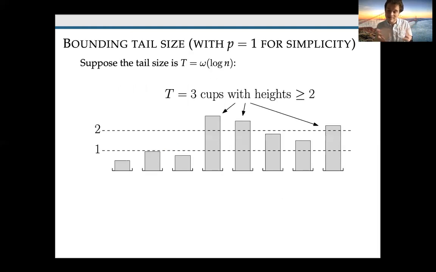For this, it turns out there's a nice little trick. Let's do a proof by contradiction. Suppose we have a big tail size. Suppose we have a tail size that's more than order log n. We'll call it capital T. Here, for simplicity of illustration, we'll set T to be 3. So we have 3 cups that have heights 2 or more, a tail size of 3. And I'm going to show you how to transform that into a situation where instead you have a bunch of high priority cups that have fills 1 or more.